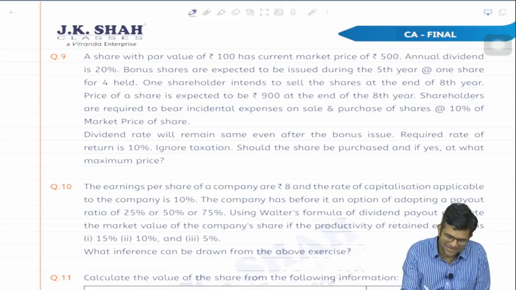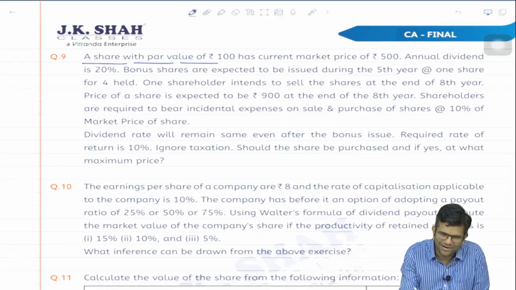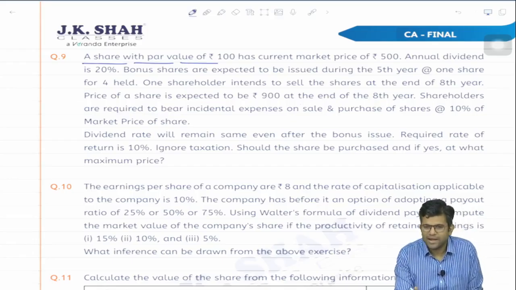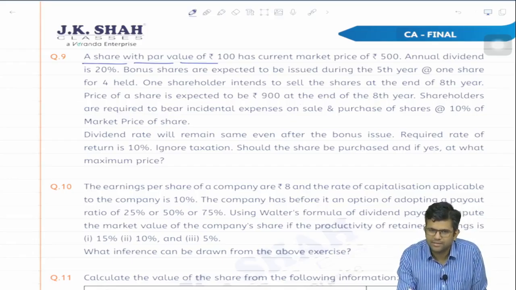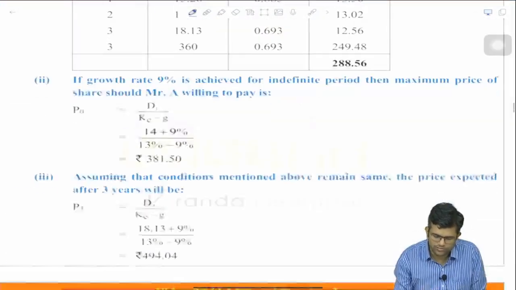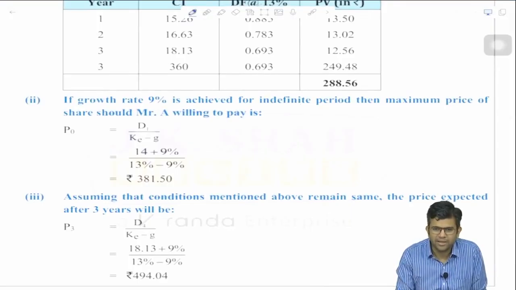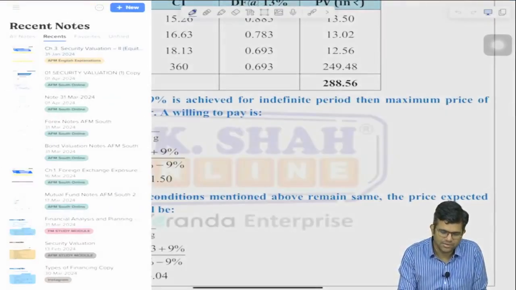Okay. So a share with a par value of 100. But you know now the entire notebook is not there. See, sometimes now I will show you solutions from my printed notes. You're understanding? Some points might not be there also. You're understanding some questions.